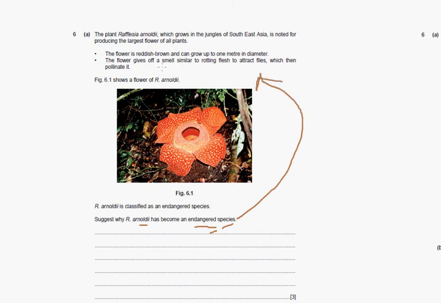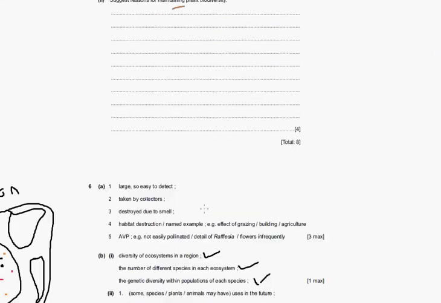It gives off a smell similar to rotten flesh. So because it's smelling, people want to remove it from its surroundings. I mean, they want to remove it from the environment. They don't want it anymore. Also, it's very large, so it can be seen easily and removed easily. So these two reasons make it very endangered. It's large, so it is taken by collectors, easy to take, and destroyed due to the smell.